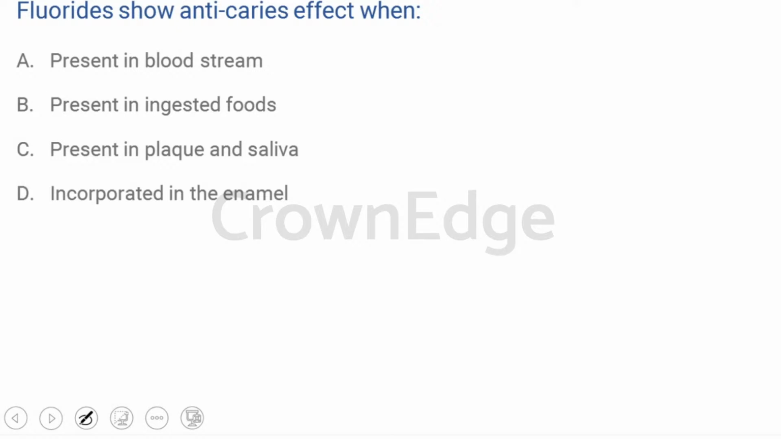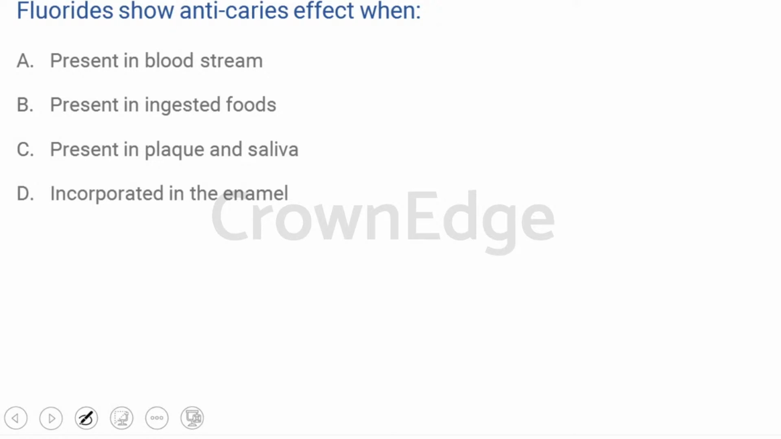Fluorides show anti-caries effect when A, present in the bloodstream, B, present in ingested foods, C, present in plaque and saliva, D, incorporated in the enamel. Now, this again is a trick question because you know that fluoride is present in foods, and a part of it is taken up in saliva and plaque when you deliver it locally. So option A is being ruled out here. Out of ingested foods, plaque and saliva, and incorporated in the enamel, the best option is option D.